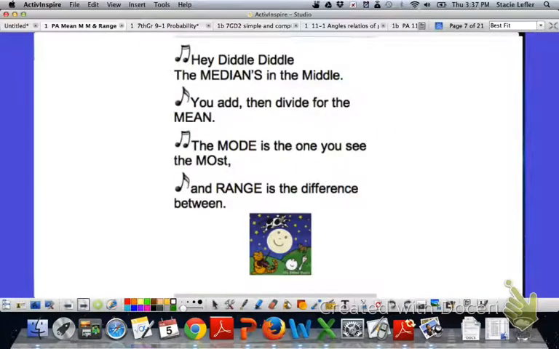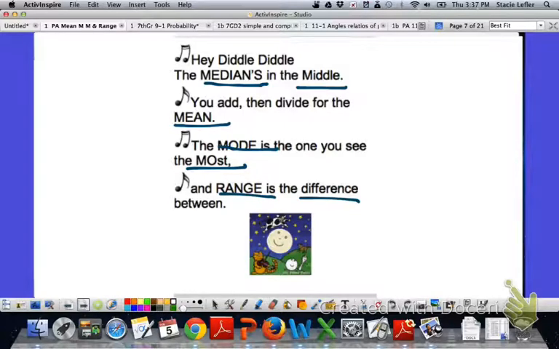There's also this very handy poem that helps us remember the difference between these four. So hey diddle diddle, the median's in the middle. You add then divide for the mean. The mode is the one that you see the most, and range is the difference between.